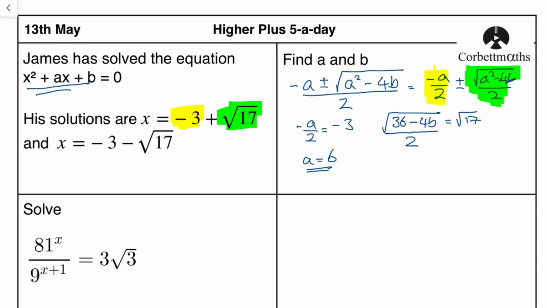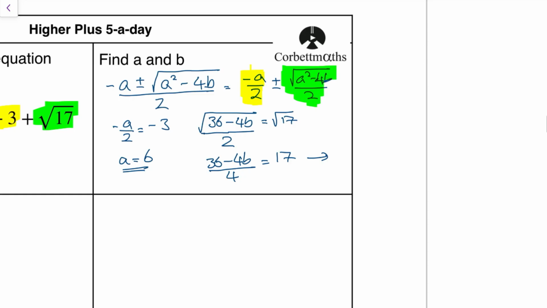Then I'm going to square both sides. Now this is where you need to be careful. So that's the same as 36 minus 4b over not 2 but over 4, because I've squared both sides, is equal to 17. Okay, let's carry on. Multiply both sides by 4, which gives me 36 minus 4b is equal to, well, 4 times 17 is 40 plus 28, which is 68. 36 minus 68 is minus 32, which means that 4b is equal to minus 32, which means that b, well, minus 32 divided by 4 is minus 8.